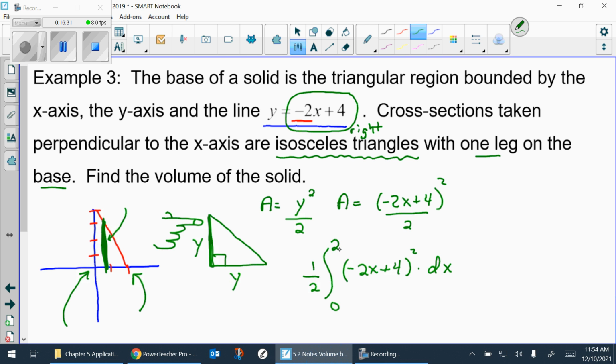Now it's pause and calculator time. And hopefully we agree that the answer for this one should be 5.3 repeating.